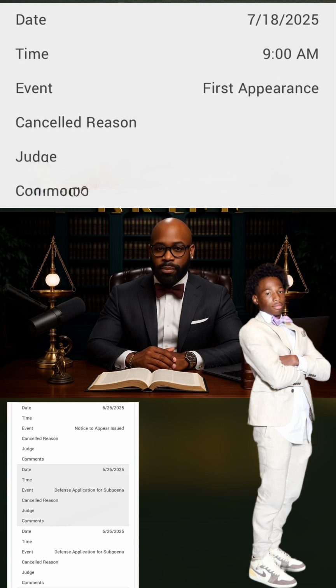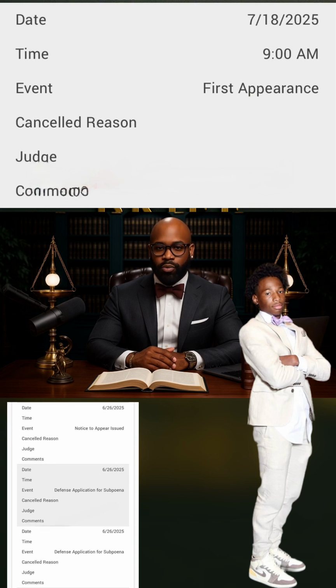How does a defense application for a subpoena work? 1. Drafting the application. The defense attorney prepares a written application, often using a specific court form, outlining the reasons for the subpoena, the specific information or testimony sought, and why it's relevant to the case. 2. Filing with the court. The application is filed with the court where the criminal case is pending.